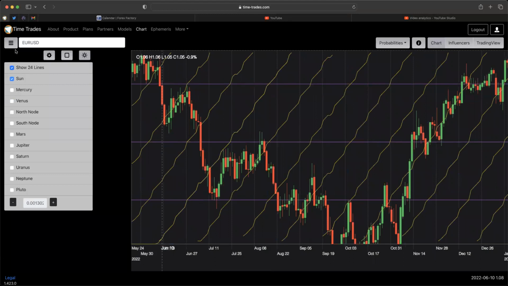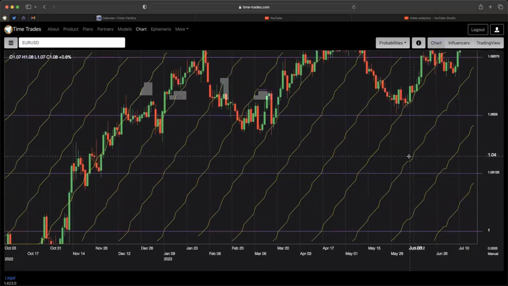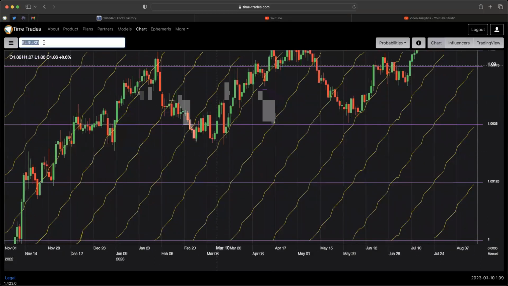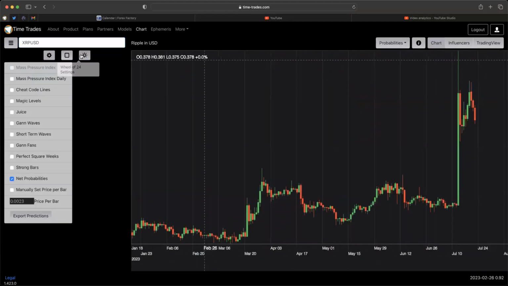We can also play around with it and try the sun. The sun also works quite well. I'd encourage you to try this out. It also works great on crypto as well. I was playing around with XRP the other day. So we can do the same thing with XRP.